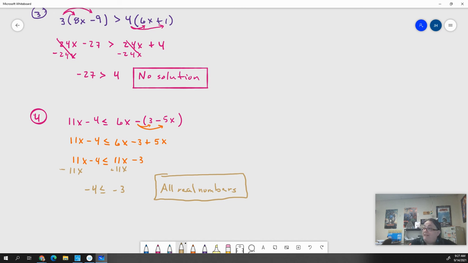If I was graphing it, which I am right now, here's my graph. We could pretend there's numbers on here. To graph that solution, it would just be kind of like that, right on top of it, right? There's no actual points. Every number on the number line is a valid solution. If I was writing it in interval notation, it would be negative infinity all the way to infinity.